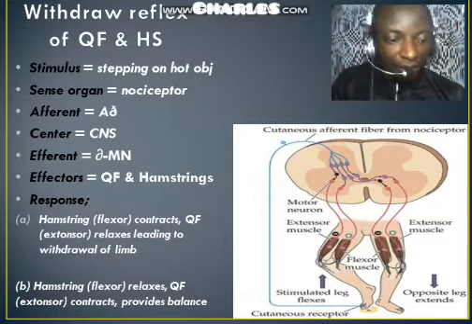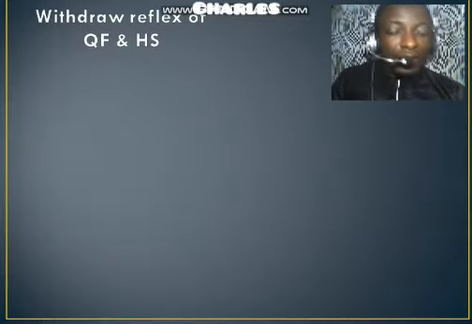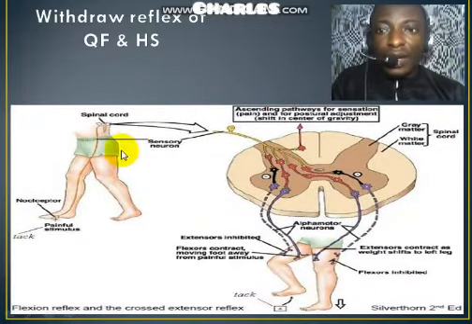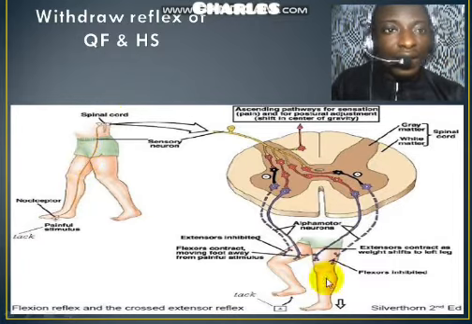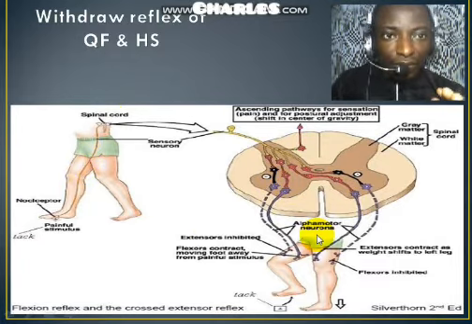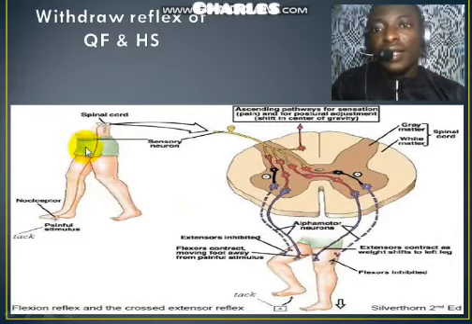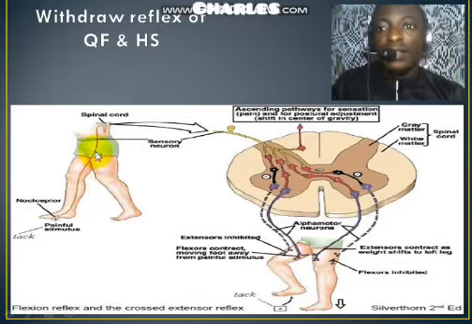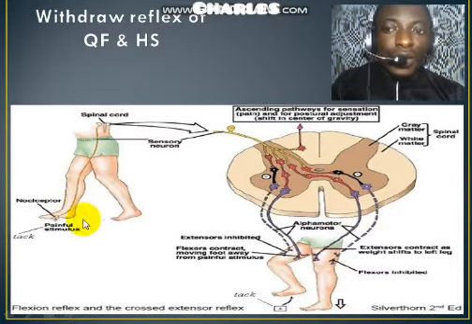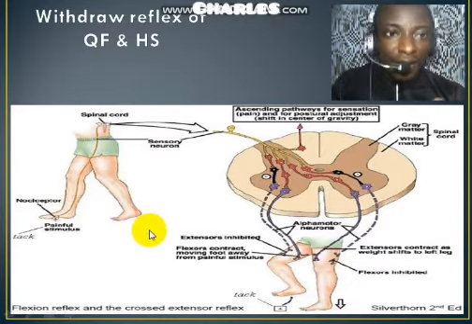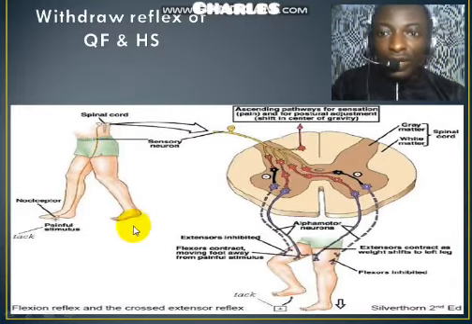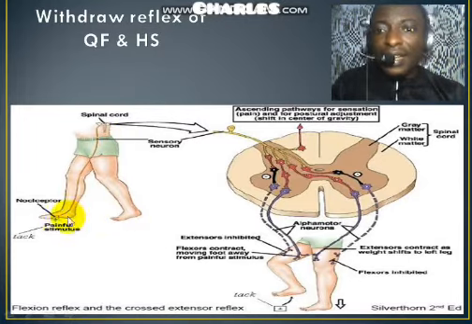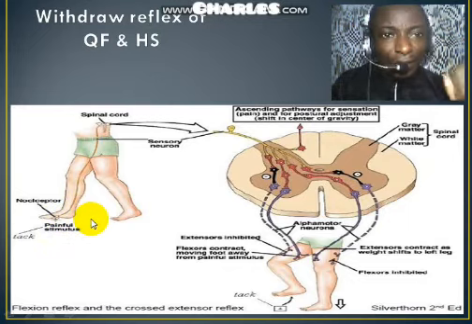Going forward, this diagram explains the neurocircuitry of the withdrawal reflex of the hamstring and the quadriceps femoris muscles. Supposing this is Ransom. You know Ransom in physiology? Yes, this is Ransom going to visit his girlfriend, his baby. Now on his way, unfortunately, he stepped on a very sharp nail.